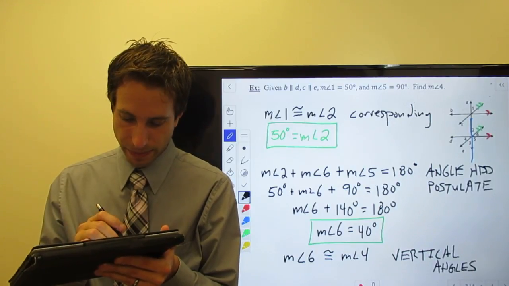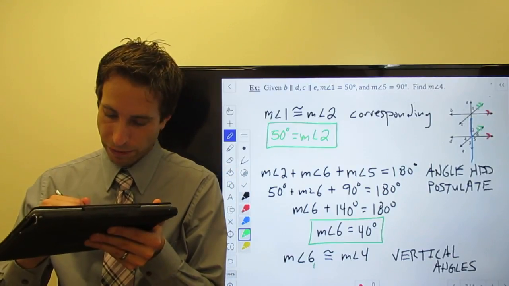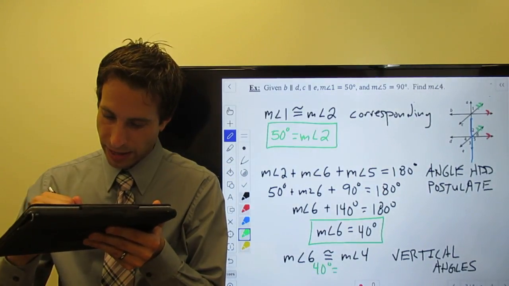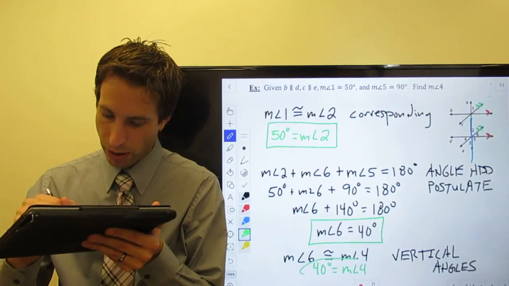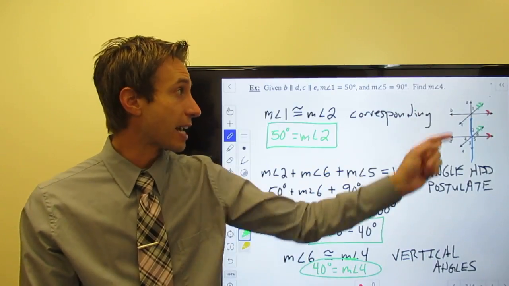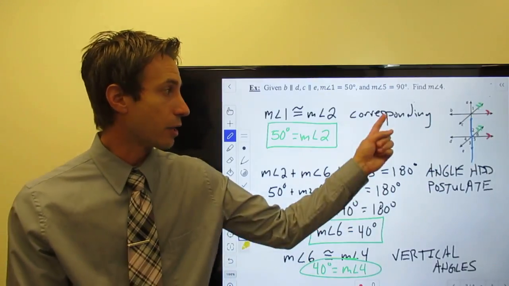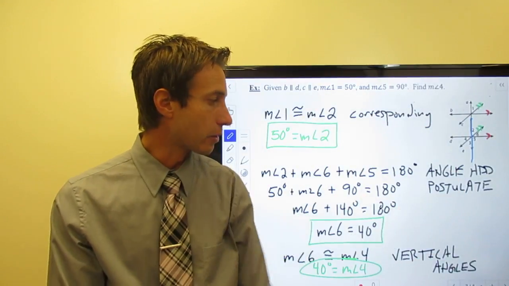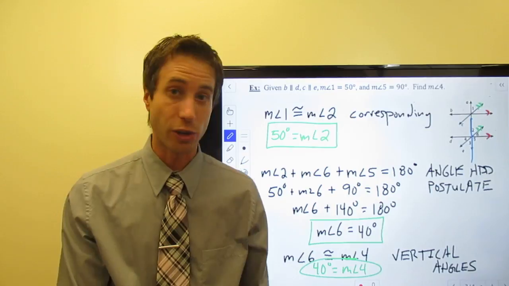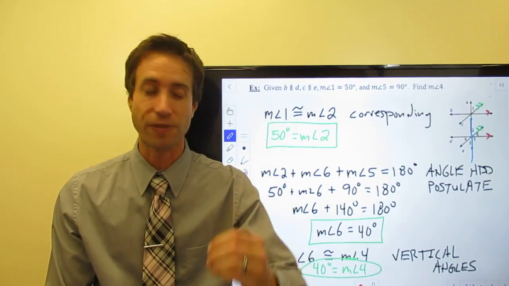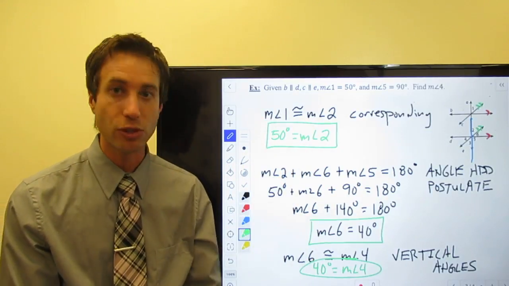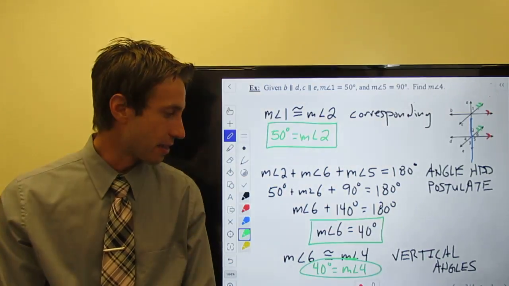So what does that mean? Well, since the measure of angle 6 was 40 degrees, that is the measure of angle 4, and we have just found what I asked you to find. Find the measure of angle 4. I did. It's 40 degrees. How did I do it? I used corresponding angles, I used the angle addition postulate, and I used vertical angles. Awesome. All my justifications for why I was able to do what I did to help me find the measure of angle 4.